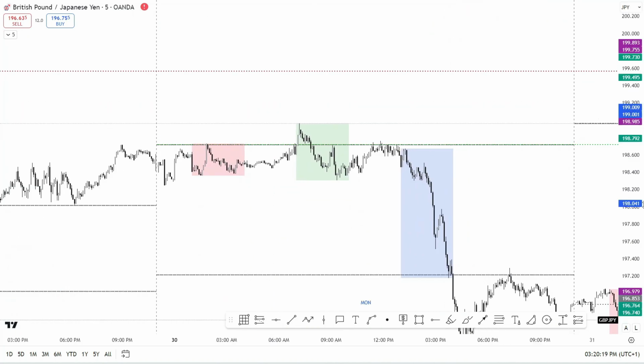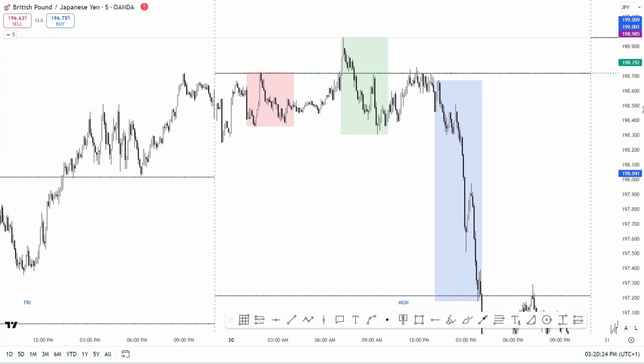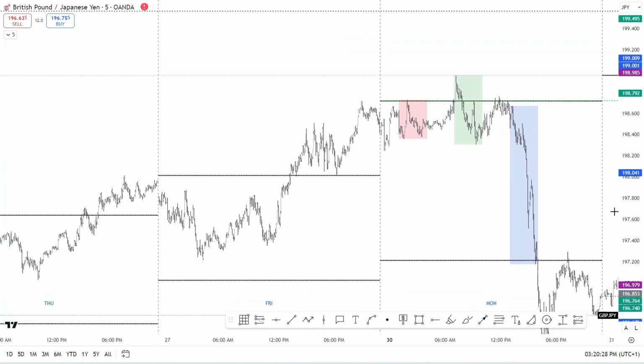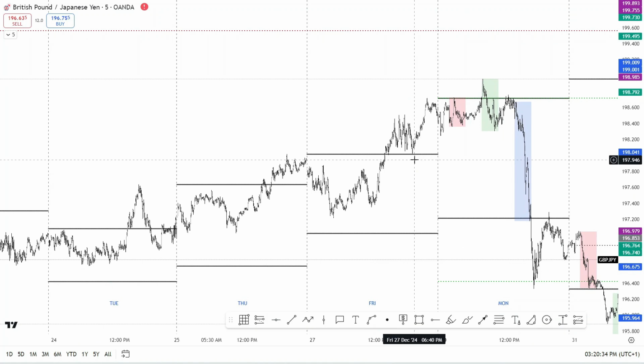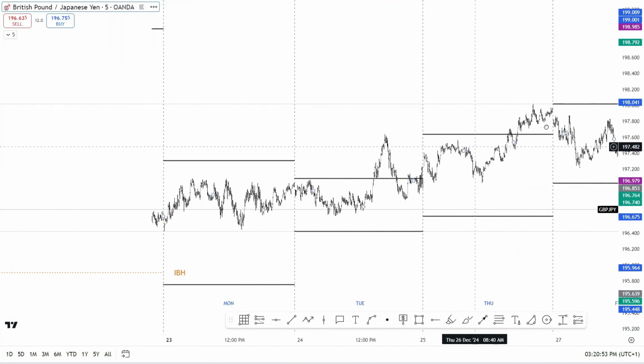So there is what we call the template, the weekly template. We have the session template and the daily template. So this particular template I want to show you is the backside of the week template. The idea is that we use previous price action to determine the future price action. Okay, so we are going to be using this as an example, and it's wise that we pay attention to details.